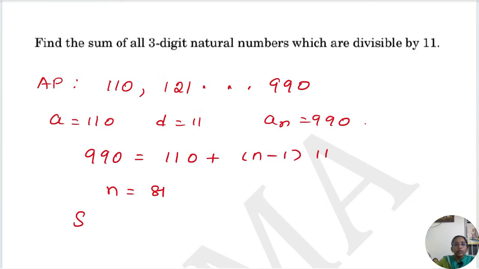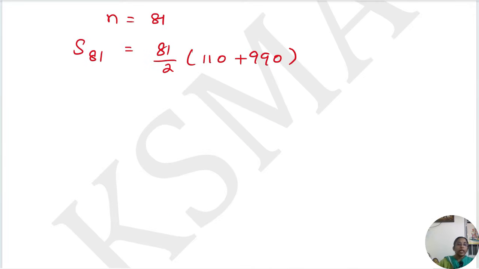Now we are asked to calculate the sum of all the values. So yes, n is 81. Here it is a finite series. So the formula is n by 2 into (a plus l). So a is 110 plus l is 990. Now calculate your value. Then it will be 44550. So this is our summation of all the 3-digit natural numbers divisible by 11.